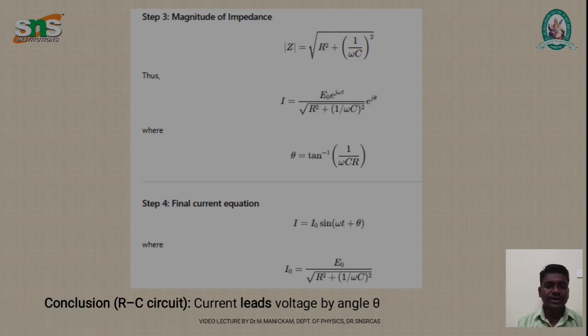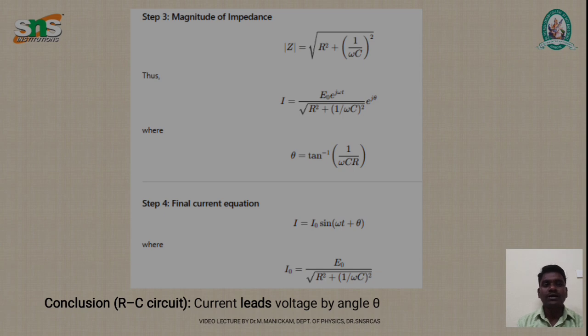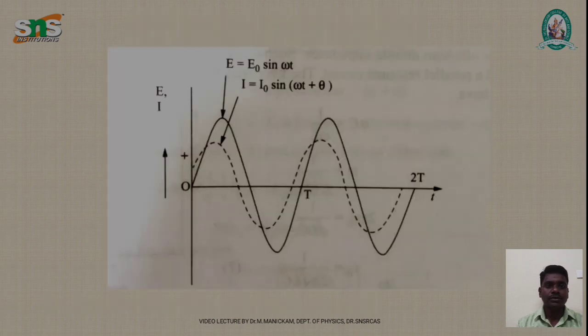With this equation we can conclude that in an RC circuit current leads voltage by an angle theta. The theta value is tan inverse of 1 divided by omega C into R. This is the graphical representation of the waveforms: E is equal to E naught sin omega t is the voltage, and the dotted line is the current, I is equal to I naught sin omega t plus theta. The voltage starts from 0, but the current leads by an angle theta, where theta is tan inverse of 1 divided by omega C into R. So this is the conclusion.